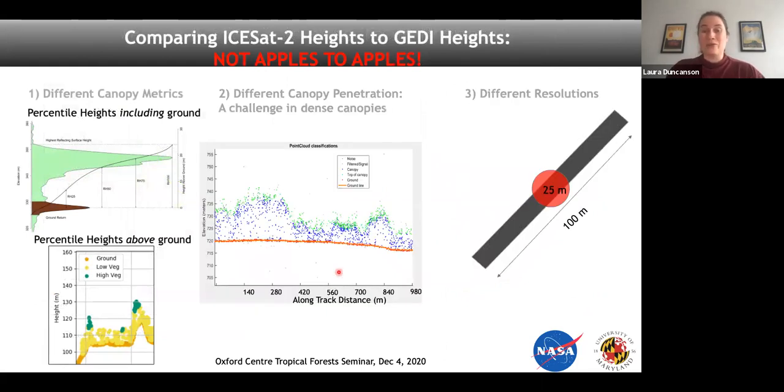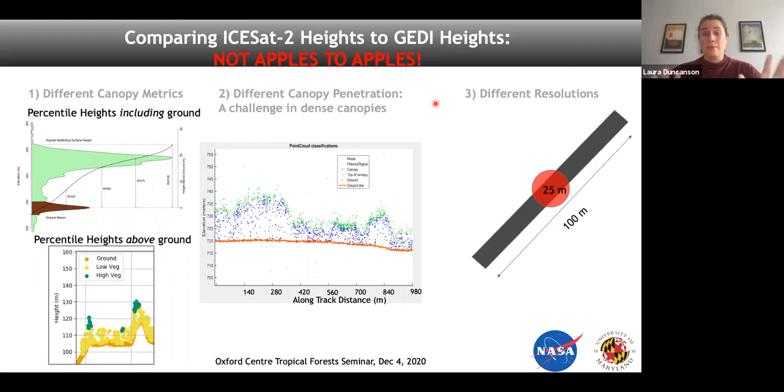But quickly, with respect to ICESat-2 over the tropics, if you want to just combine GEDI and ICESat-2, it's kind of a natural thing to do. Two different satellite LiDAR data streams. Is that double the information content? Yes and no. So just a quick caveat about that.